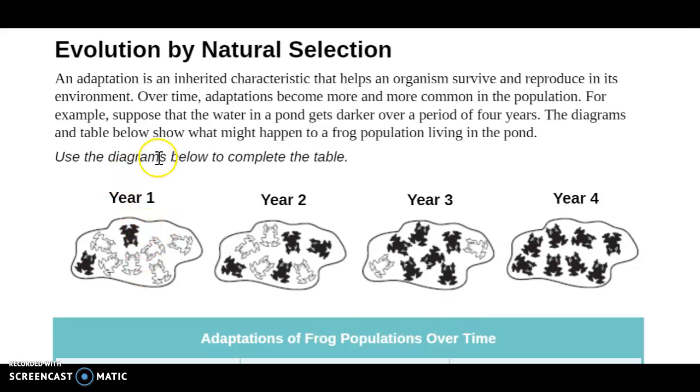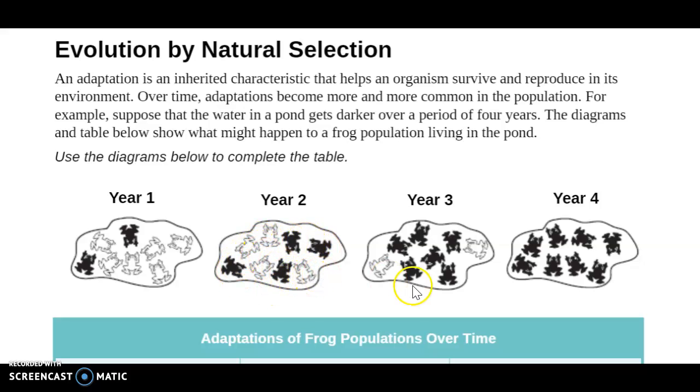The diagram and table below show what might happen to the frog population in that pond. So right here, the pond is light, and then over the 4 years, it's getting darker and darker. Notice, to begin with, there are a lot of light-colored frogs and just a few dark-colored frogs. Well, as the pond gets darker, we get more darker frogs.